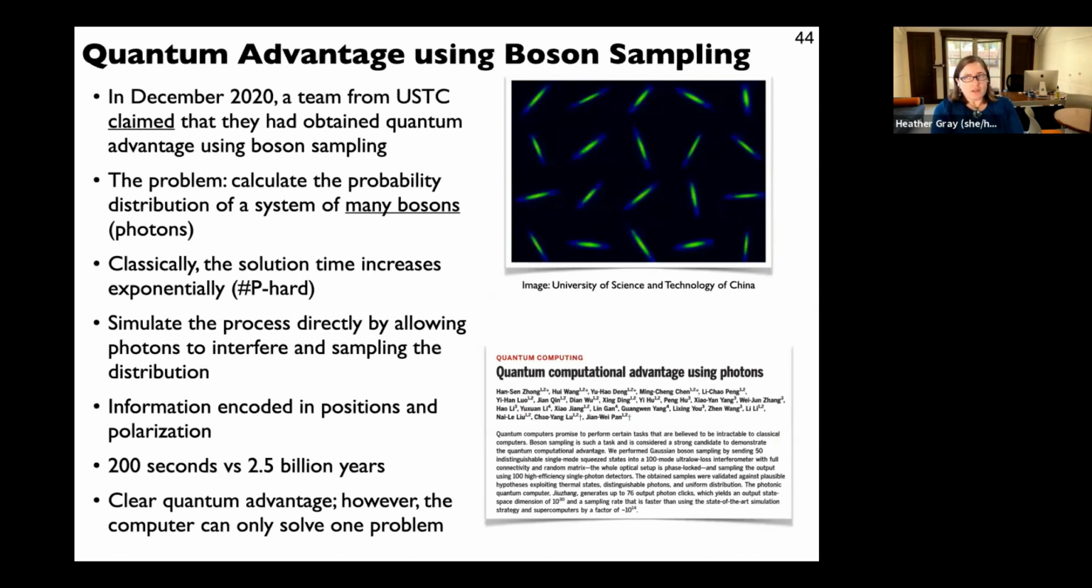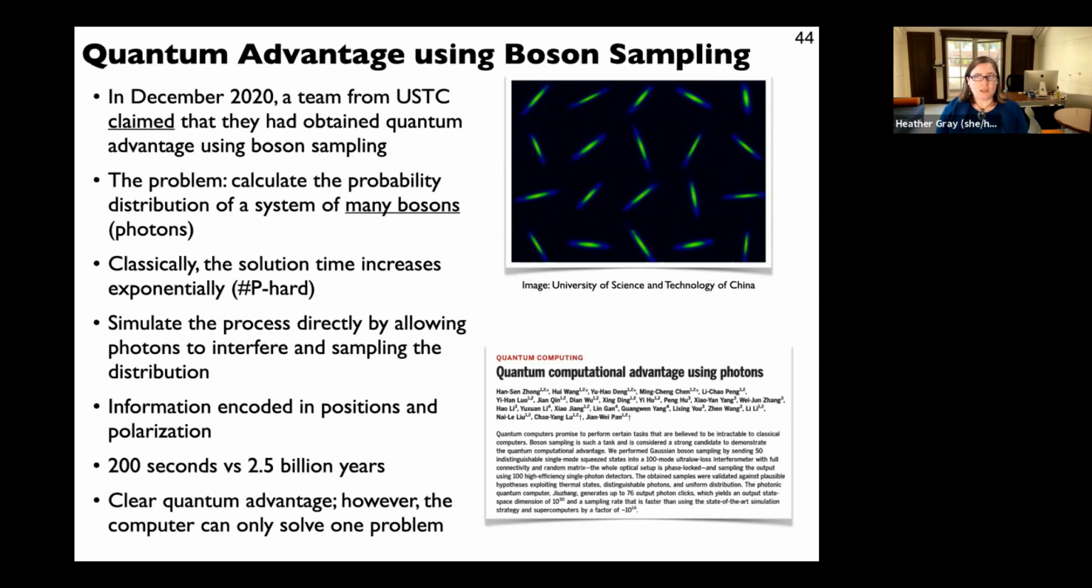Then one other one on the same topic is from just last year in December 2020. The team from USTC in China actually claimed that they had obtained quantum advantage using boson sampling. What you're trying to do here is, again, not trying to make it useful. You're trying to calculate the probability distribution of a system consisting of many bosons. It turns out here that classically, the solution time increases exponentially, so similar to the problem we were just talking about.